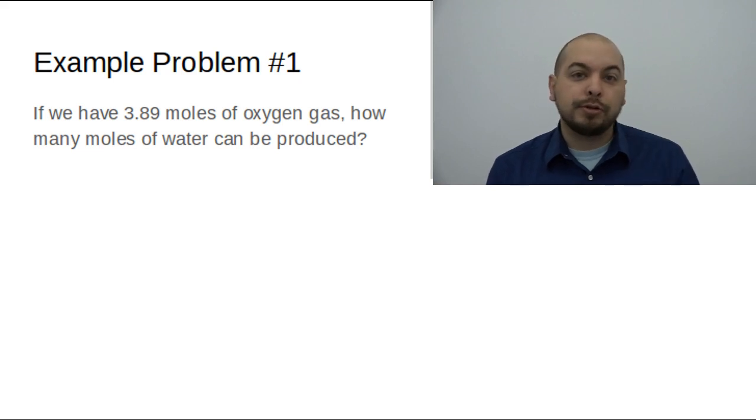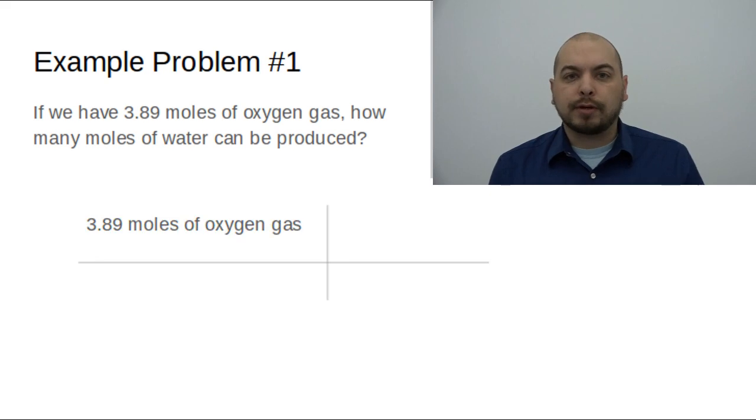In order to do this, we're going to use dimensional analysis, which means we're going to first write what we're given, 3.89 moles of oxygen. We then need to find an equivalency to convert from moles of oxygen into moles of water. Well, as we just discussed, this is our mole ratio, which is the ratio of coefficients.